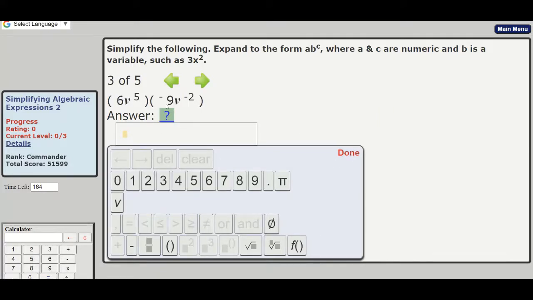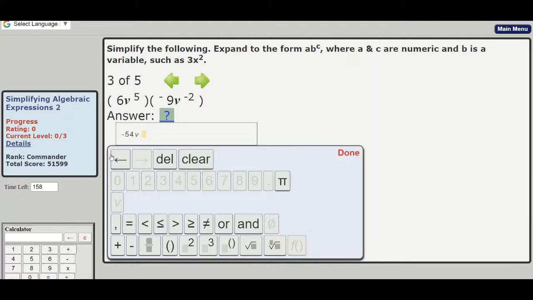Then, 6 at negative 9, ito ang negative 54. Kasi naman, 56 yung kanina. Then, 5 at negative 2. 5 minus 2, 3.